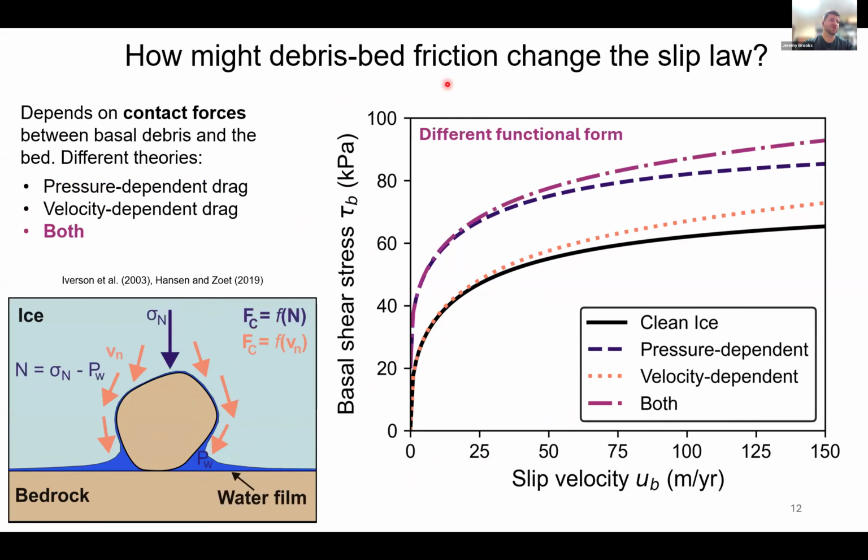Or you could have a combination of both, in which you have both effective pressure and velocity affecting debris-bed contact forces, leading to a slip law that looks something like that. So those are the sort of three possibilities for how debris-bed friction changes the slip law.